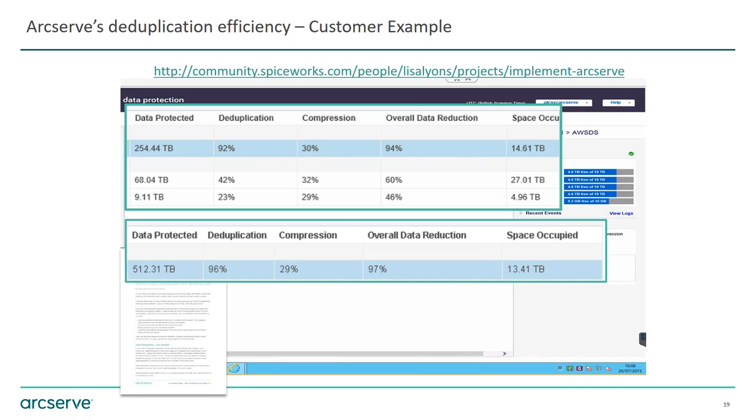We have another customer who's predominantly virtualized in a VMware environment. They have over 0.5 petabyte worth of recovery points on disk, and after compression and dedupe, they're getting a 97% data reduction. So that's sitting on about 13.5 terabytes of storage. So we are very good at reducing the size of the backups on disk.